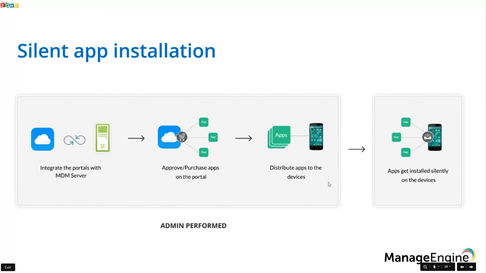So when it comes to silent app deployment, you have to integrate your MDM with ABM or managed Google Play service, add or approve the app, and then distribute to the devices. Simple. Integrate, add and distribute. That is it. Now let me show you how to integrate your MDM with Apple Business Manager or managed Google Play service, and then show you how to approve and then distribute.